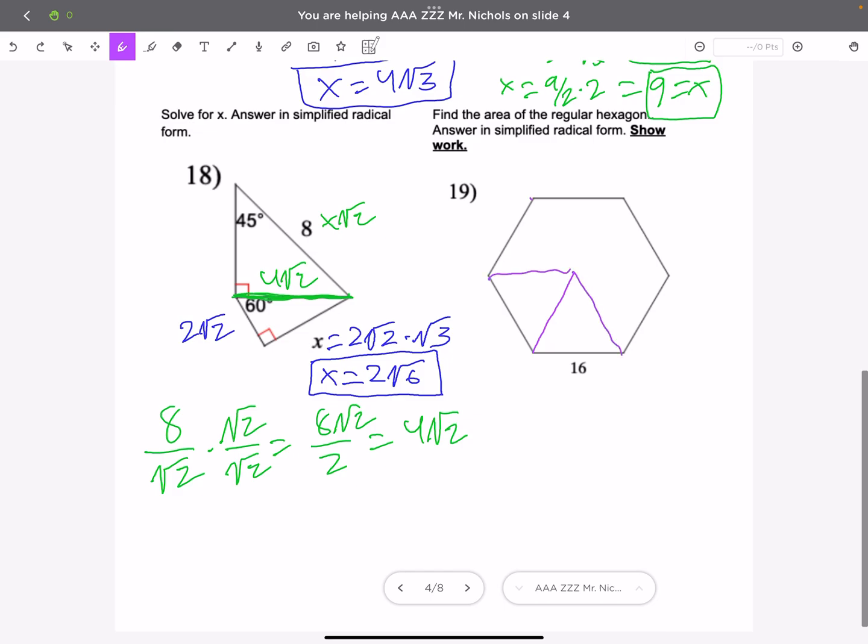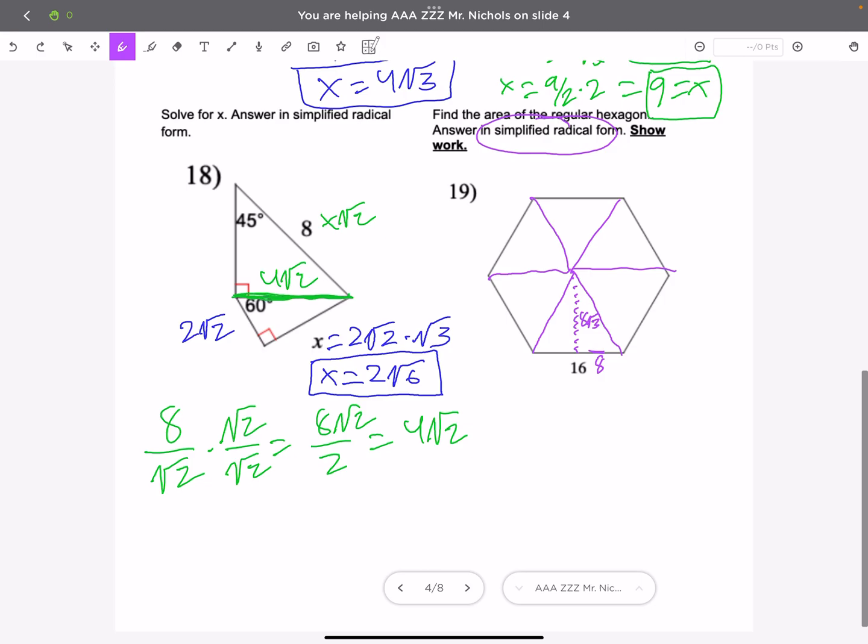All right, and then finally, for the regular hexagon, remember a regular hexagon, we can just split into 6 equilateral triangles. Now, one thing to remember is this is asked for simplified radical form, so this is 8. That's the short leg, and then this is a 30, 60, 90 triangle, like that's 30 degrees, 60 degrees, and a right angle, like that. And so our height of this triangle is 8 square root 3.